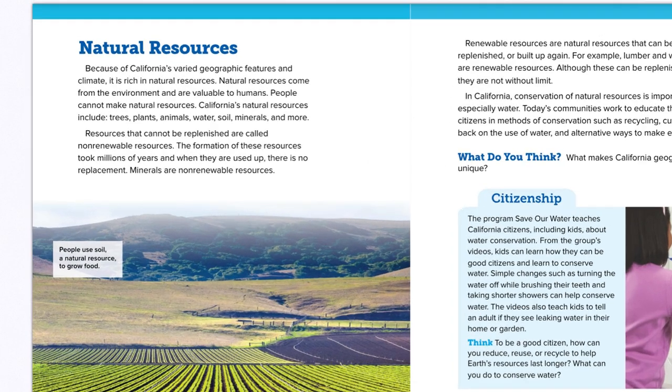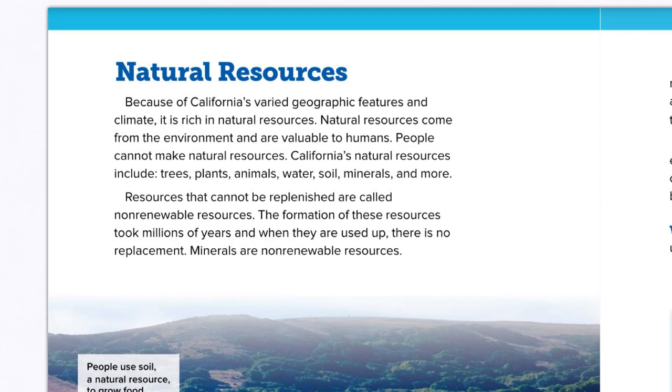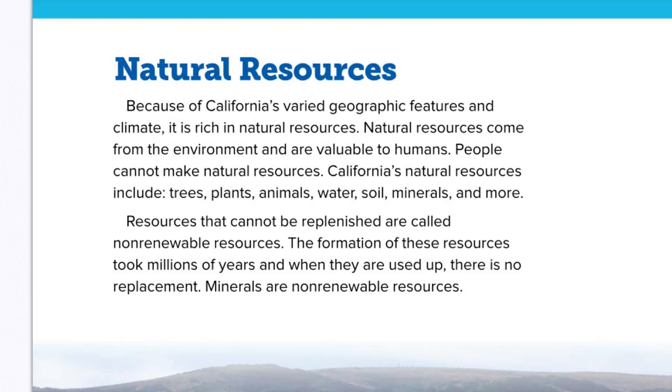Natural resources. Because of California's varied geographic features and climate, it's rich in natural resources. Natural resources come from the environment and are valuable to humans. People cannot make natural resources. California natural resources include trees, plants, animals, water, soil, minerals, and more.